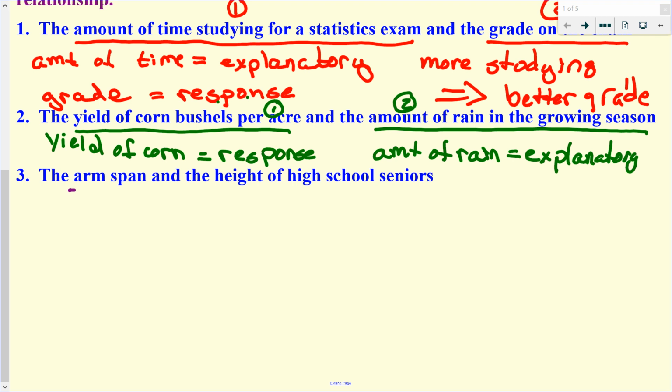Okay, so we have arm span and we have height. Arm span will be our first variable. Height is our second variable. Now, there's a relationship. Taller people generally have longer arm spans. Longer arm spans generally, we've heard of taller people. So both of them can be predictive of the other.